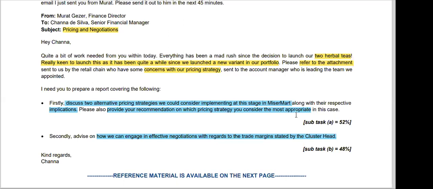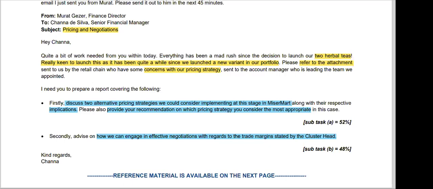Okay, so for addressing all these 3 areas, you would be getting 52% of the marks. So you can see the weightages. I was talking about the weightages. So this is what I was talking about. So for subtask A, you would be getting 52%. So out of the total mark, 52% is allocated for subtask A.